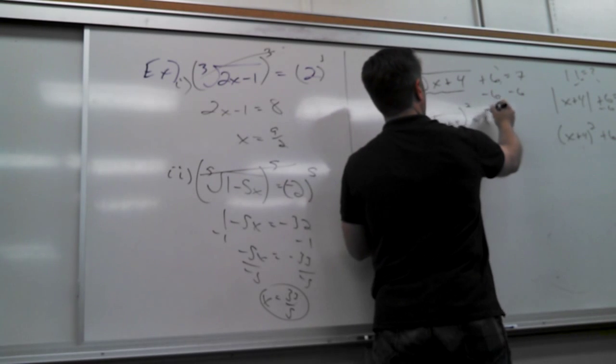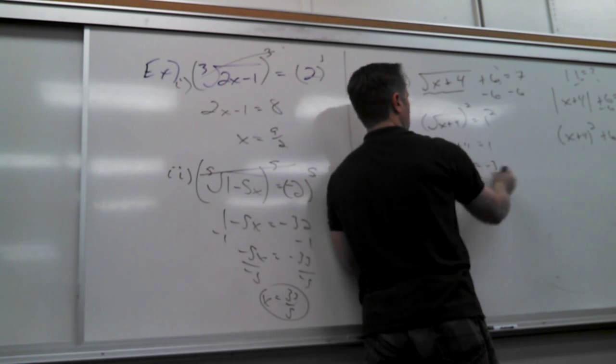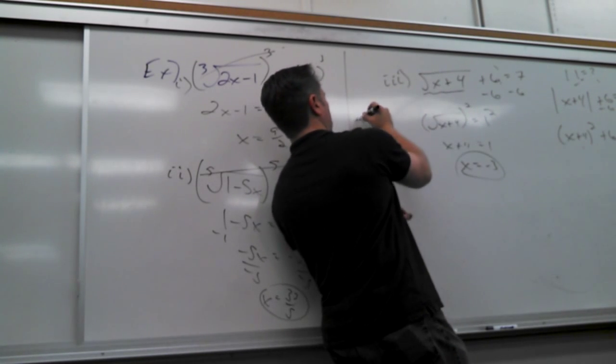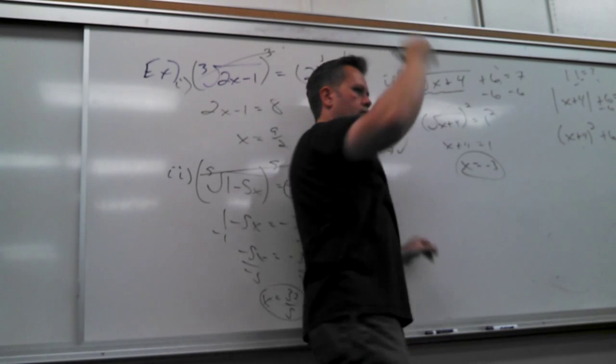So here, you want to isolate the radical element and then kill it. And of course, to kill it, I just square. X plus 4 equals 1. X equals negative 3. And if I check it, negative 3 plus 4 is 1, plus 6 is 7, check.